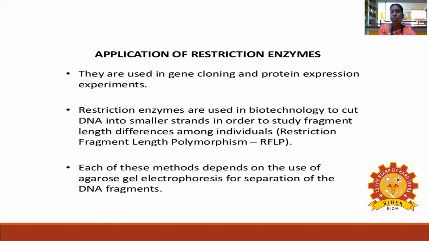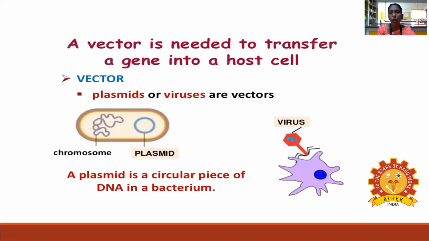Okay, and each of these methods depends on the use of what? Agarose gel electrophoresis for the separation of the DNA fragments. How do you identify them? By using agarose gel electrophoresis. And then the next mechanism is the vector. The vector is needed to transfer the gene into the host cell. The vector may be either a plasmid or a virus.